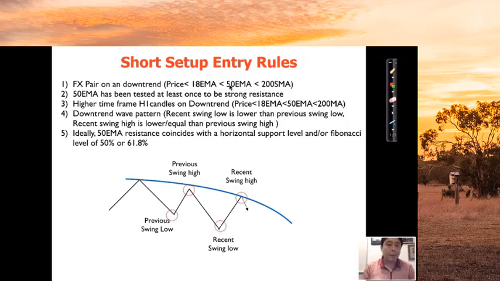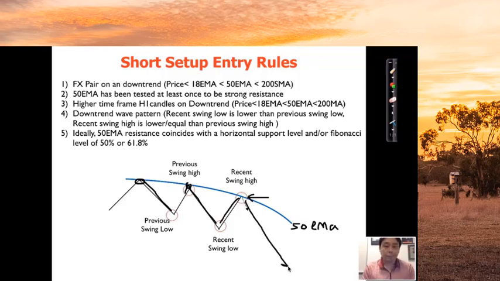So, clear downtrend. Next, we want to see that the 50 EMA has been tested at least once recently to be a strong resistance level. For example, you can see that this is a clear downtrend, and again we can see the 50 moving average being tested. This blue line is the 50 EMA. Again, we see it being tested as a strong resistance, coming down. It could be tested here again, coming down. And finally, when it goes up, we want to sell right at the 50 moving average to catch the next wave down.